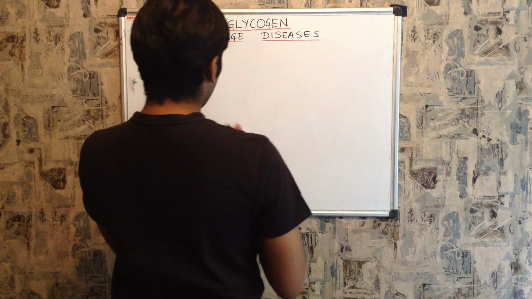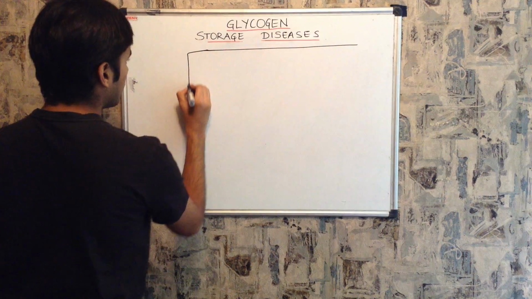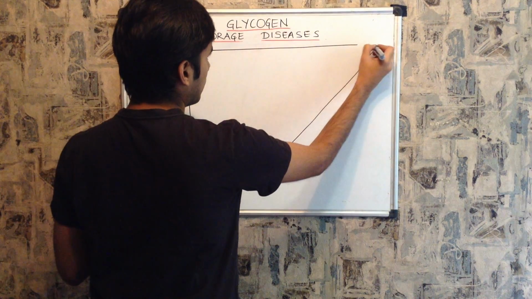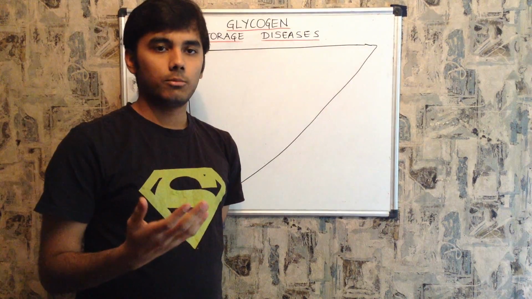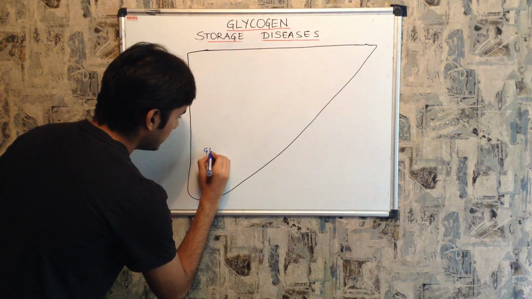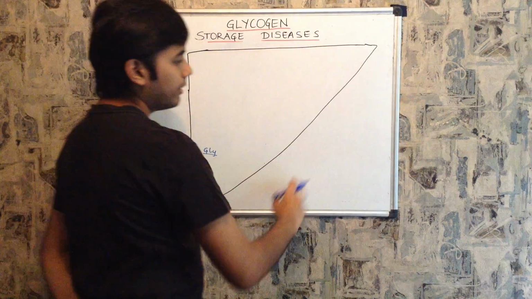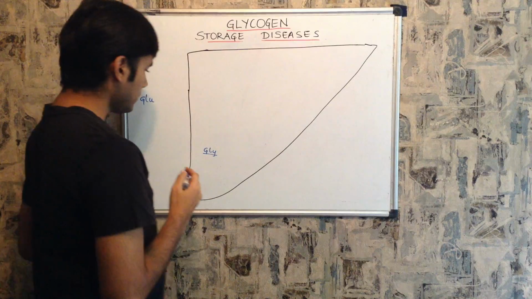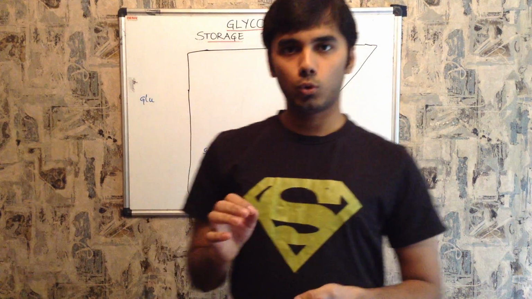So when you take your liver cell, suppose this is your liver. As I told you, in the liver there is an excess amount of glycogen, so I'll simply write it as GLY, excess amount of glycogen. And in the extracellular fluid you find many substances including glucose, GLU.